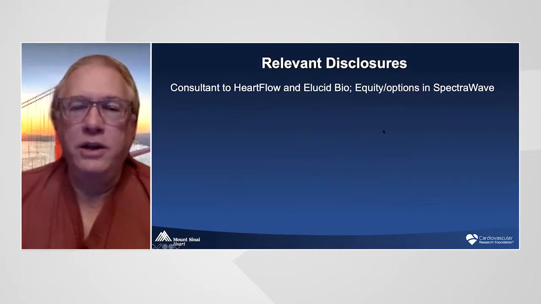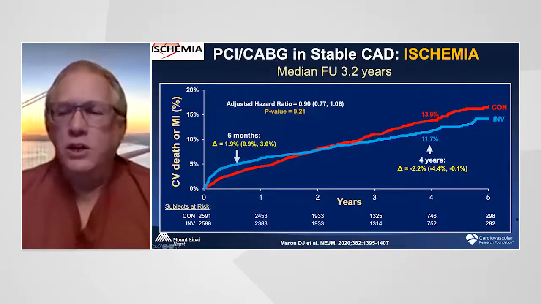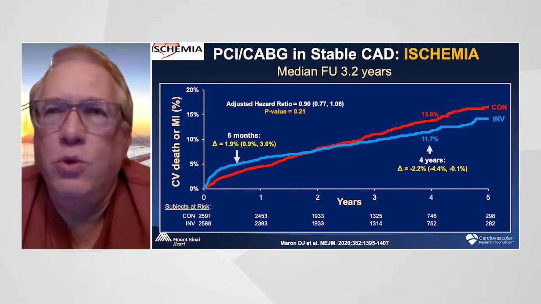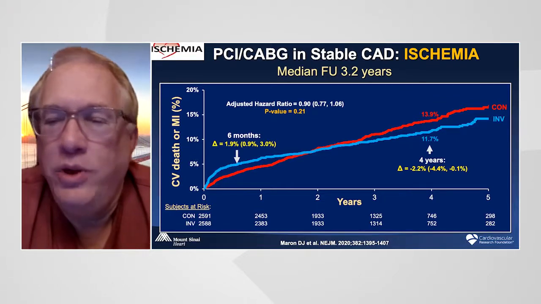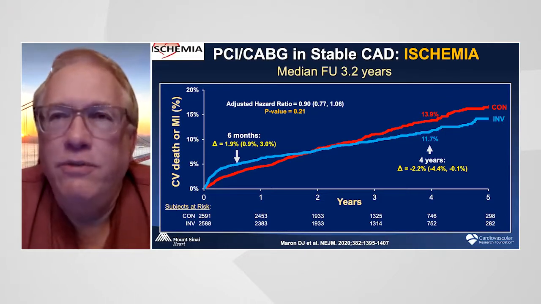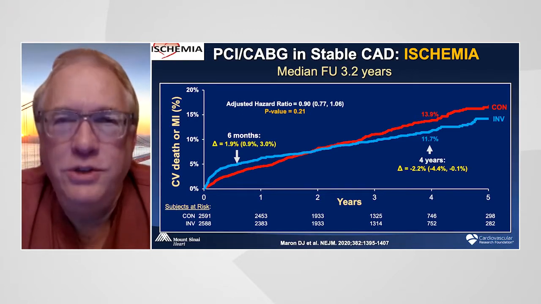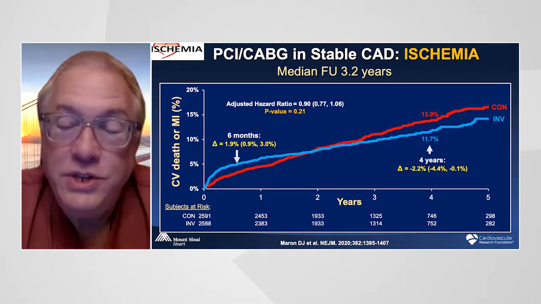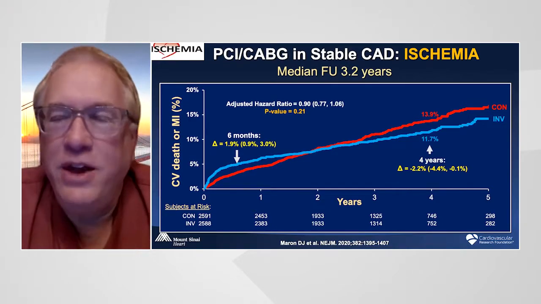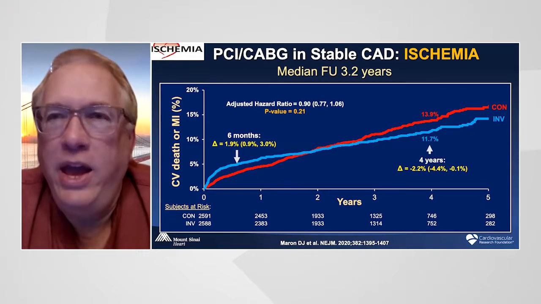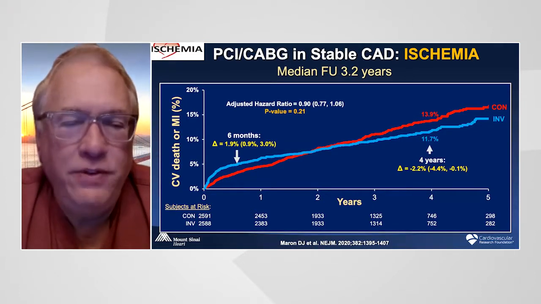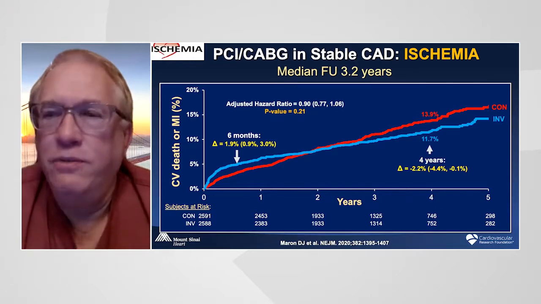So these are my disclosures. For many, many years, we've been trying to improve the outcomes of patients with coronary artery disease through PCI and coronary artery bypass graft surgery. And for the most part, we do not reduce death and myocardial infarction by treating stable coronary artery disease. The most recent study we have is the ISCHEMIA trial in 5,179 randomized stable coronary patients who are randomized to an invasive versus conservative strategy.